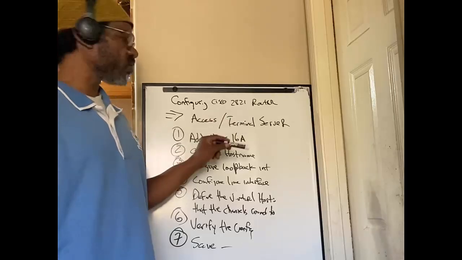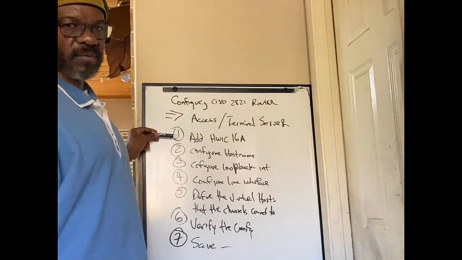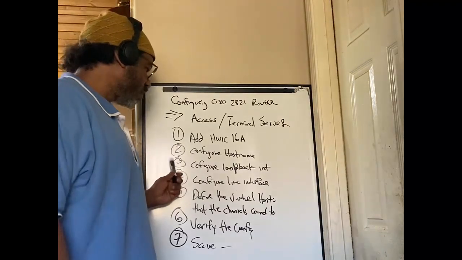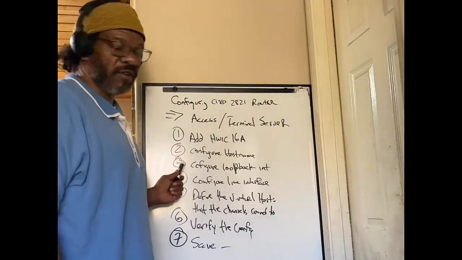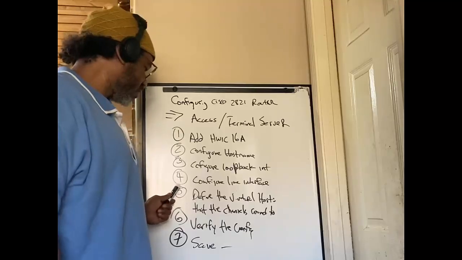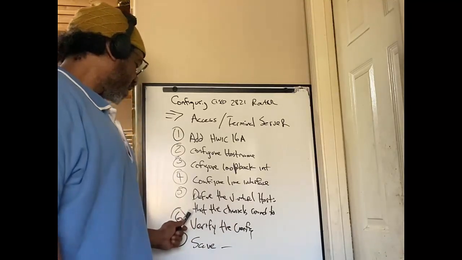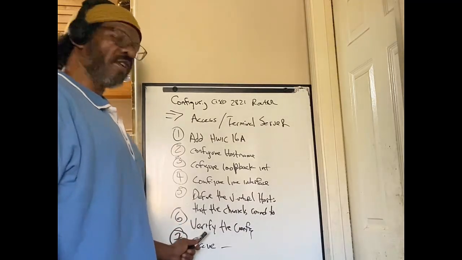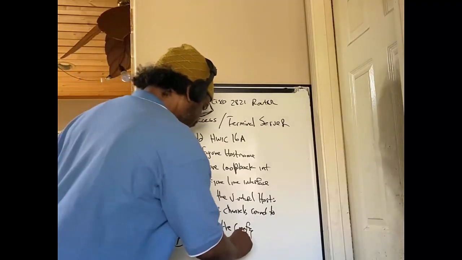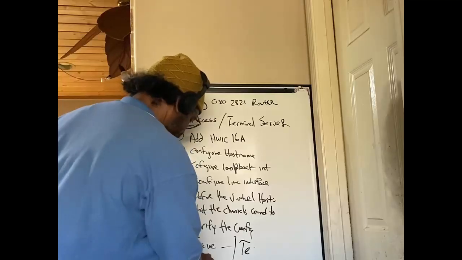So to go over the steps again real quick, how to configure a Cisco 2821 access server into an access terminal server. Here are the steps. Step 1, we're going to add a HWIC card. Step 2 is configure a host name. Step 3, configure a loopback interface. Step 4, configure line interfaces. Step 5, define the virtual host. Step 6, verify the config. Step 7 is save. And then I'm going to make step 8 test.